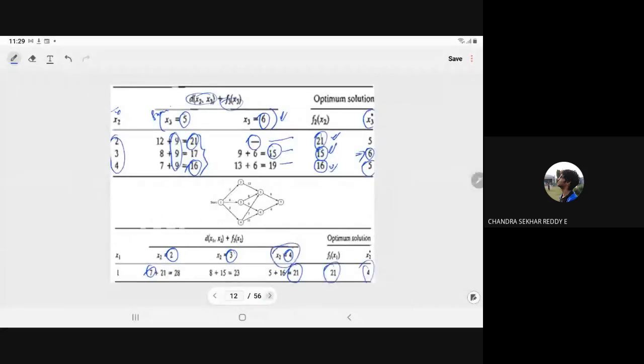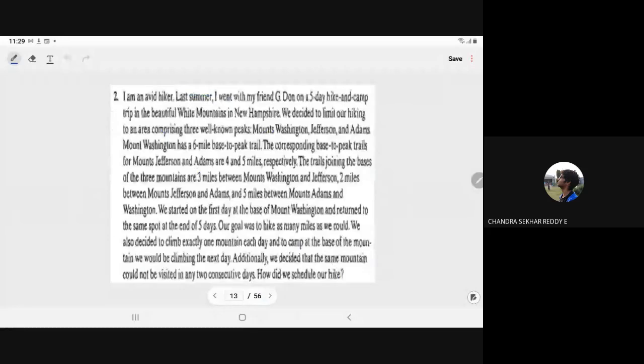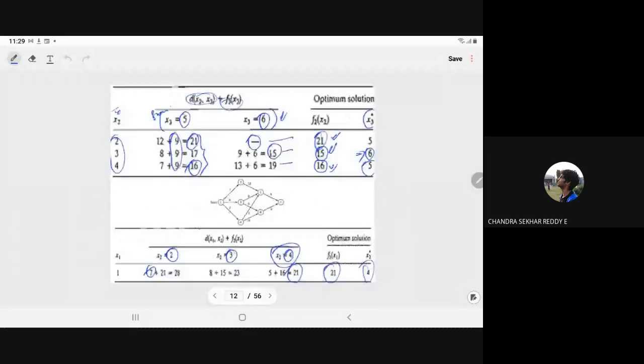So in this case, we can get the answer, right? Here we have the 1, then 4, right, then 4, and here the minimum in this case is the 15. So it is through 6 and 6 to 7. That is the feasible route 1, 4, 6, 7.